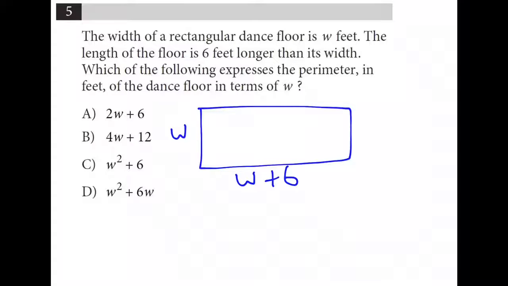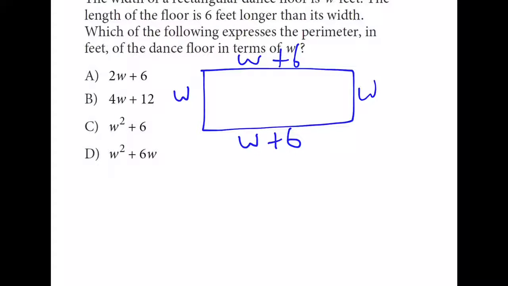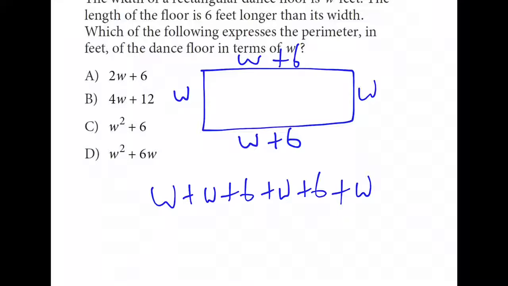By definition of a rectangle, the opposite sides are going to be equal. Does anyone remember the formula for a perimeter? You add up all 4 sides. So I'll take my W, I'll add to that W plus 6, I'll add another W and another 6, and then I'll add one last W. Combining like terms, I have 1, 2, 3, 4 W's, and if I add together my 6's, I have 12.